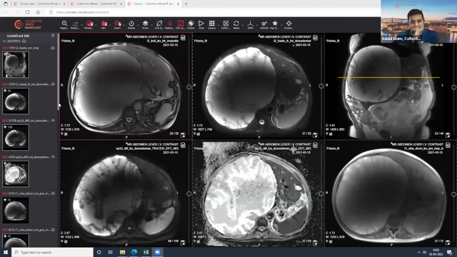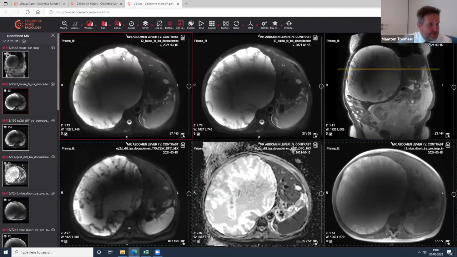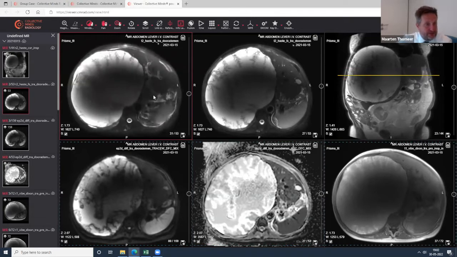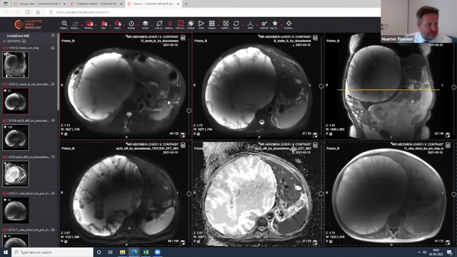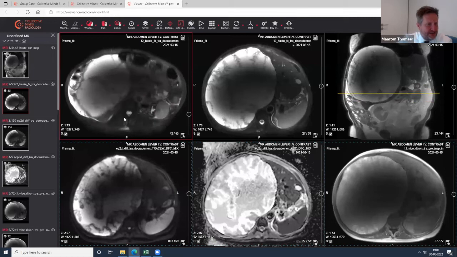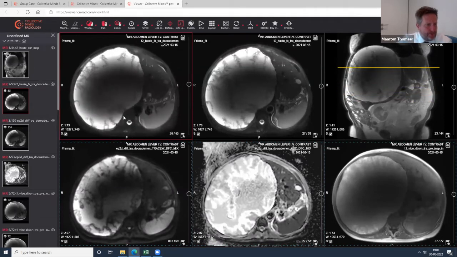Okay, perfect. So this case, as you see, already shows a large lesion in the right liver lobe. But first look at the different sequences. The first sequence is a T2. It's bright on T2, hyperintense. The liver looks quite normal. There is some ascites in the abdominal cavity. Then you see a large black hole here in the center of the image. That's a dielectric effect that's typical for 3 Tesla imaging.